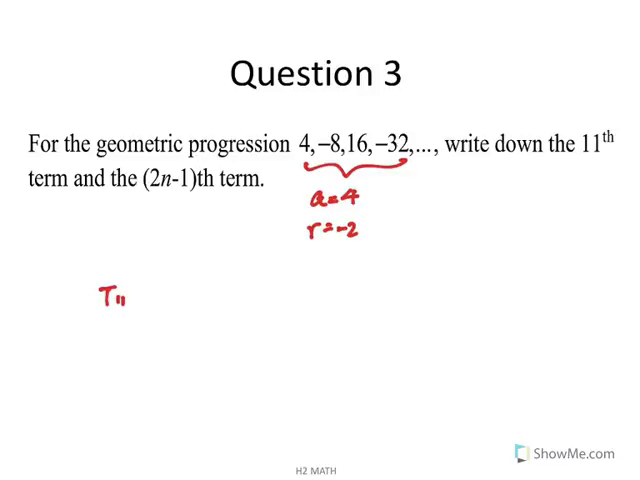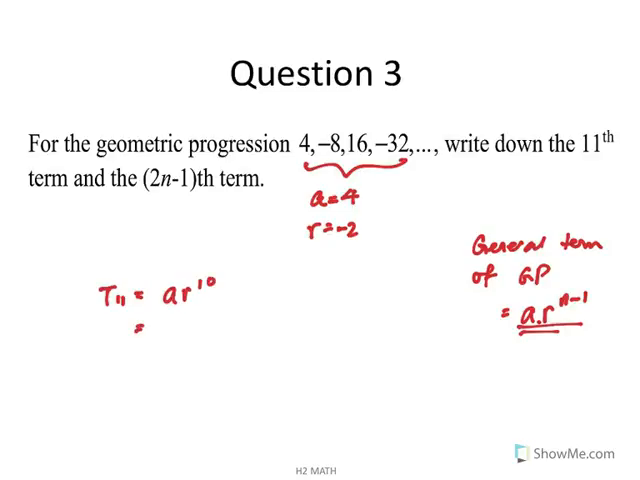You know that for a GP, if you have a common ratio, the general term of a GP is just equal to A multiplied by R to the power of n minus 1. So very quickly, if we were to talk about term 11, this is A times R to the power of 10, which is the same as 4 times -2 to the power of 10. And very quickly, you get your answer to be 4096.